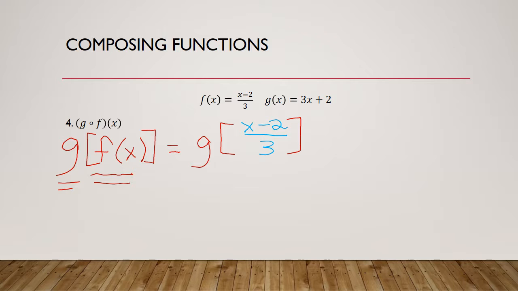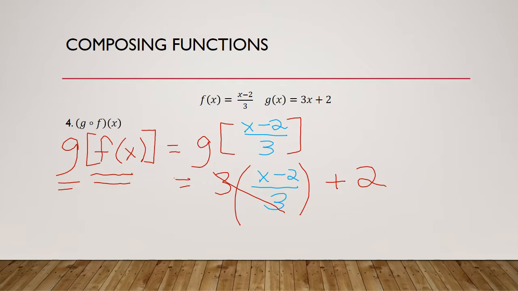Because that's what the function f is. So in the function called g, I want to replace all of my x's with x minus 2 over 3. So that's going to make 3 times x minus 2 over 3, and then plus 2. So now we have to simplify here.